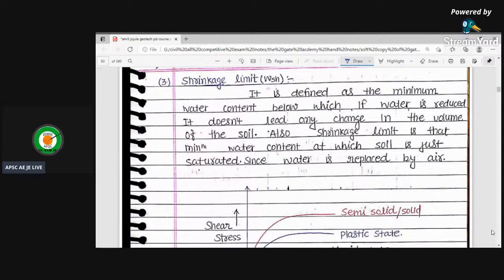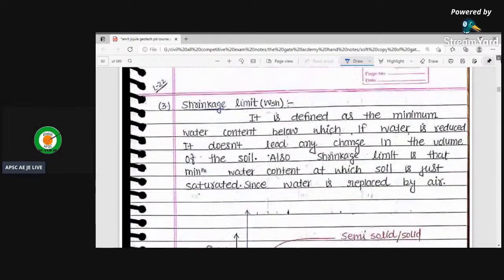So in case of shrinkage limit, it is defined as the minimum water content below which, if the water is reduced, it doesn't lead to any change in the volume of the soil. So এটা particular water content achieve হোৱাৰ পিছত কি হয়, সইলটো যদি তাতকৈ আৰু কম্পেক্ট কৰিব ট্ৰাই কৰোঁ, তেতিয়া সইলটো আৰু কম্পেক্ট নহয়, it will remain its position.